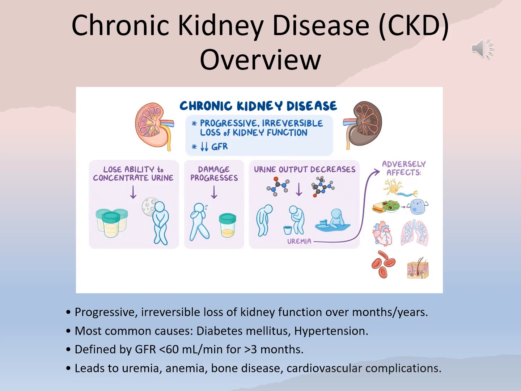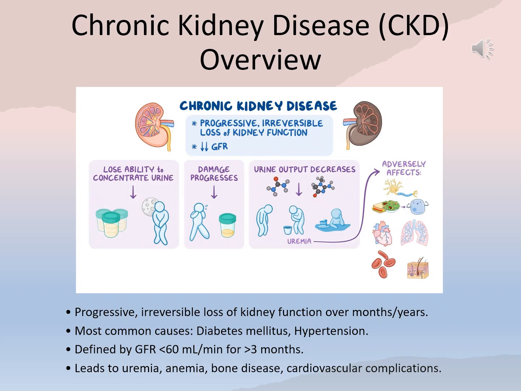As those nephrons are destroyed, the remaining ones start to hypertrophy and work harder. And so over time, those compensatory mechanisms start to fail. And so we have symptoms of the buildup of uremia, and we start to see electrolyte imbalances, and we start to see multi-organ effects that occur.